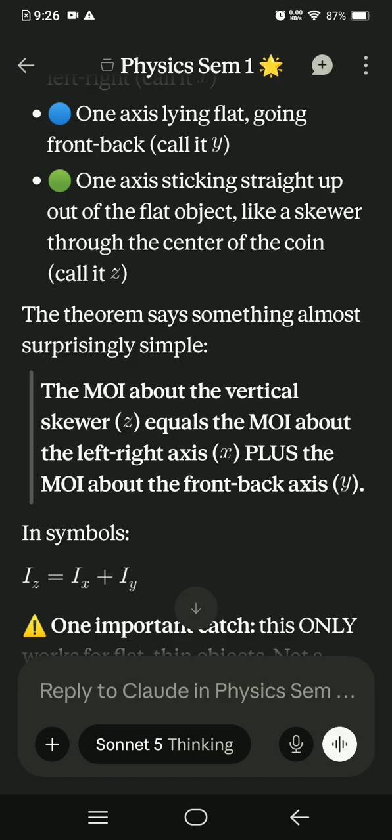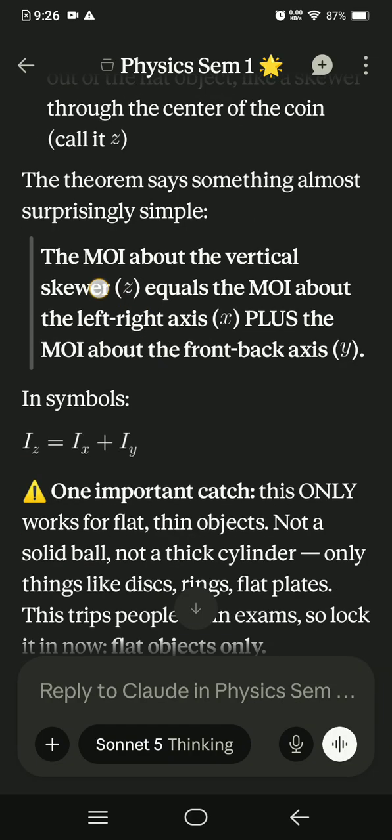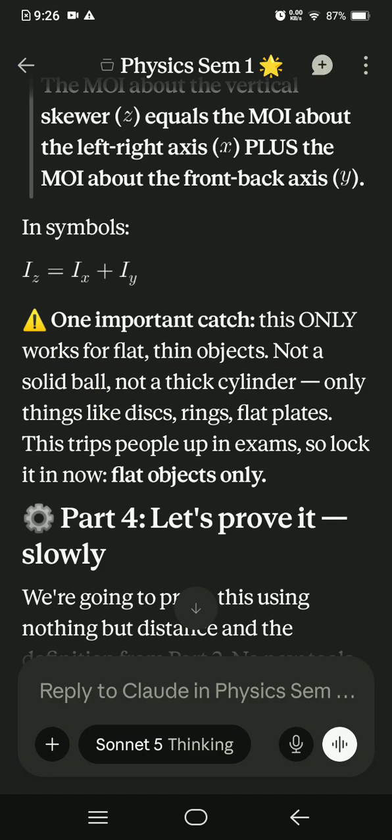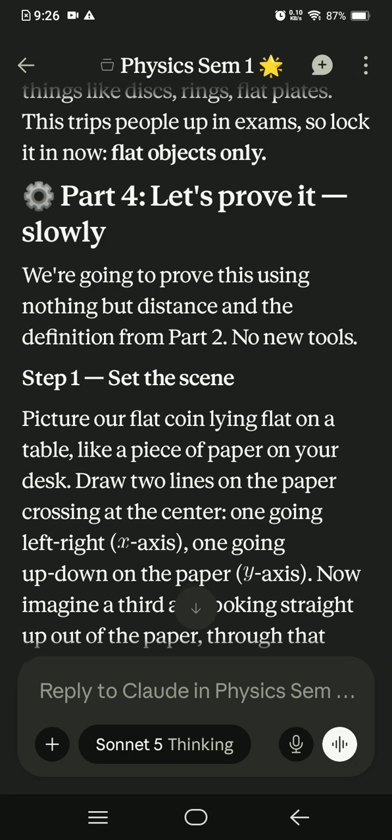So the theorem says something almost surprisingly simple. The MOI about the vertical skewer Z equals the MOI about the left right axis plus the MOI about the front back axis. So Iz, the moment of inertia along the Z axis, equals the moment of inertia along the X axis plus the moment of inertia along the Y axis. One important catch: this only works for flat, thin objects, not a solid ball, not a thick cylinder. Only things like discs, rings, flat plates. This trips people up in exams, so lock it in now. Flat objects only.